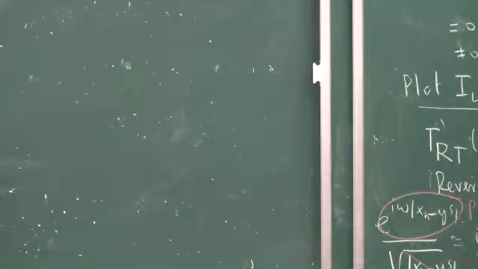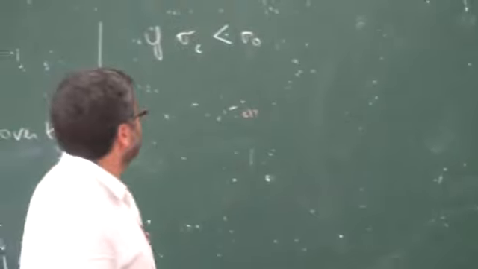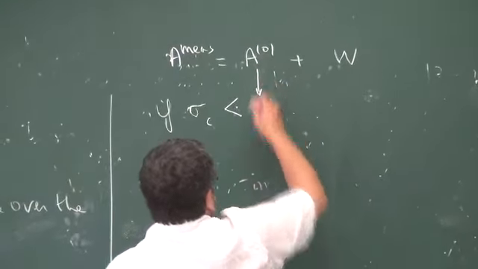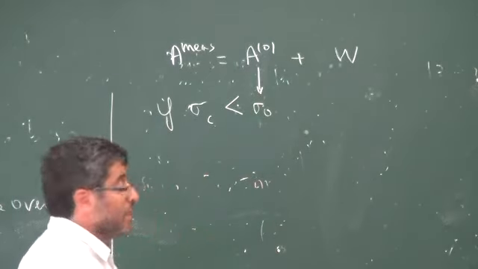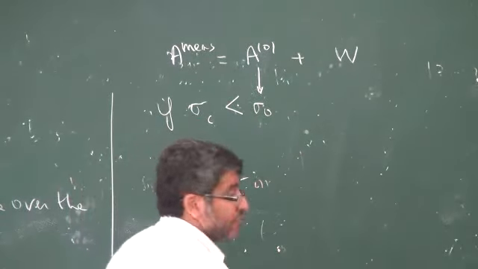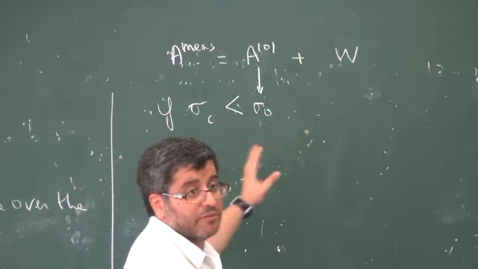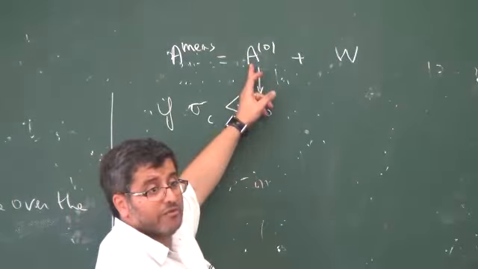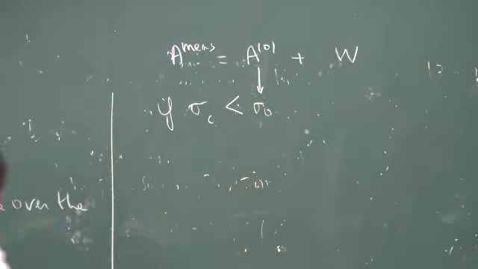So A measured is equal to what? A measured is equal to A0 plus some Gaussian noise. Sigma 0 is the first eigenvalue of A0. Sigma C is the variance of this noise. If the variance of this noise is smaller than the first singular value of A0, then this ratio has the statistics.